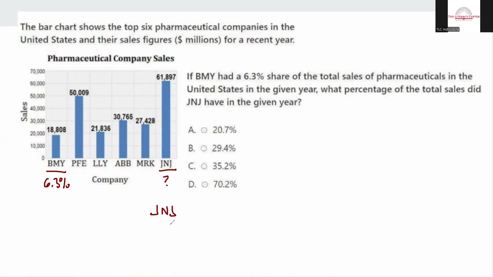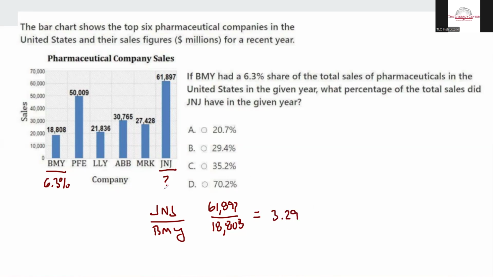J&J over BMY, what kind of a number do we get? We get 6,897,000 divided by 18,808. Those are all in millions, I think. So we just divide those numbers. 6,897 divided by 18,808. And we get the number 3.29 approximately. What's the meaning of that number?